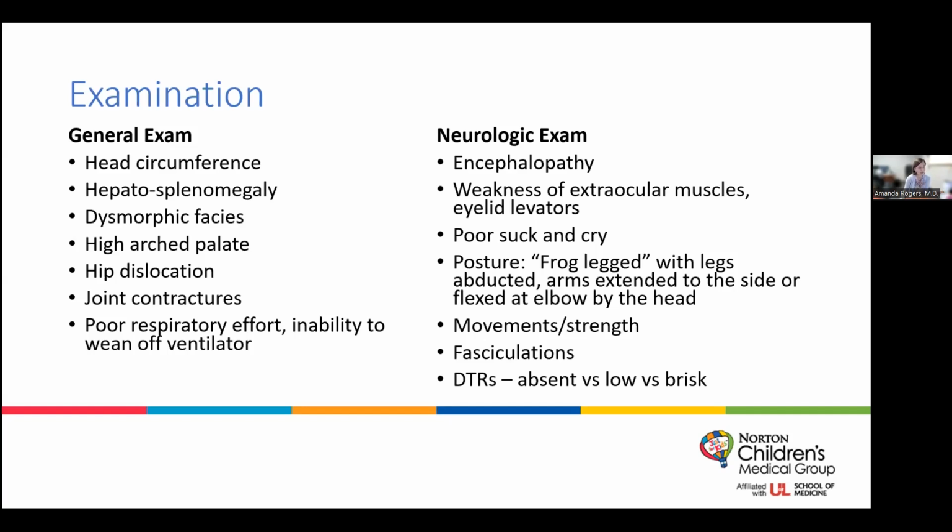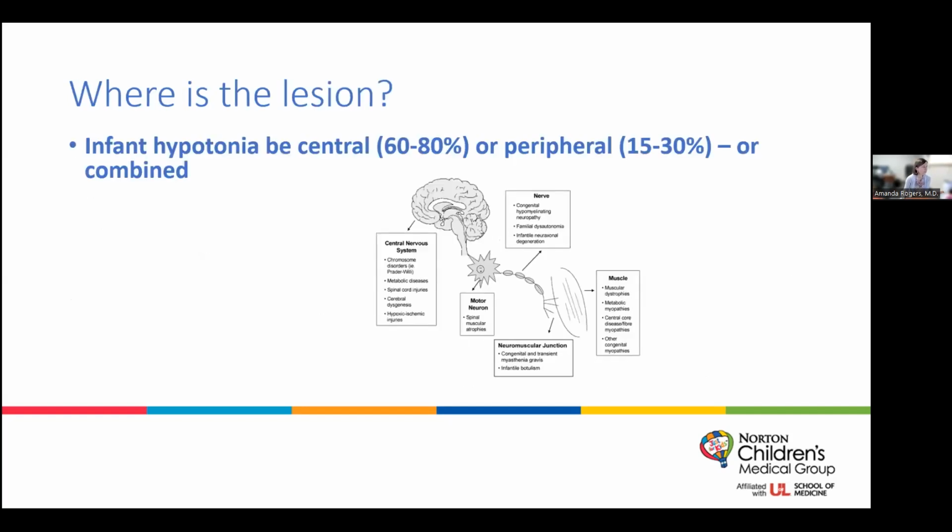whereas for most central nervous system causes of hypotonia, they're going to be brisk. So once we've done our history and exam, we want to try to localize the lesion. The most common cause of hypotonia is going to be central, but we can have a mixed picture. And again, it's important to not forget about those peripheral nervous system causes.